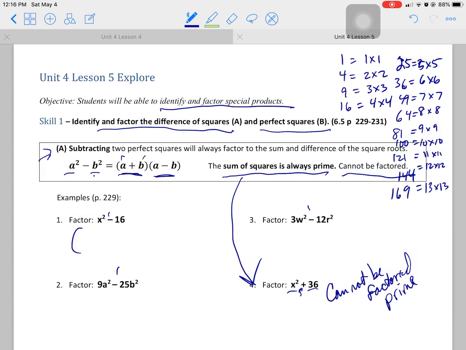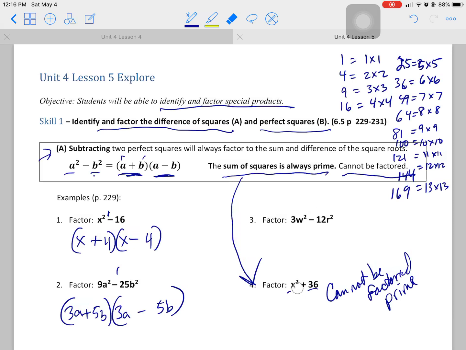Okay, so perfect squares factor to, with a minus in the middle, they factor to having the root in the front, the root in the last, first, last, and then the signs are opposite. And you're done. Okay? Perfect square, the root is first. This root is last. Opposite signs. Done.